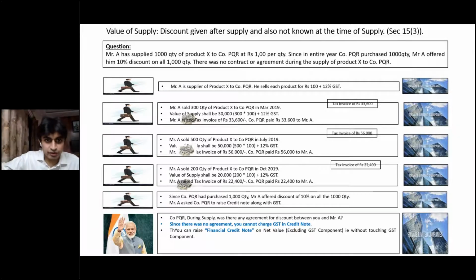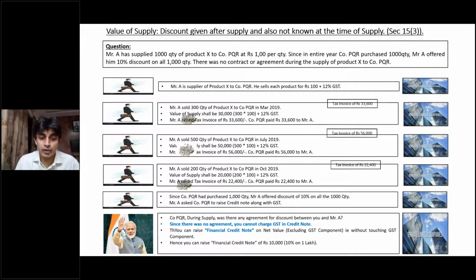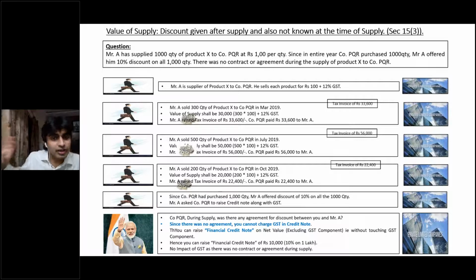Okay, you are doing it? Raise the credit note, but you can raise credit note only on the net component. Only on how much? Whatever our net component was, 30,000, 50,000, 20,000, 1 lakh, on that you can do 10%, that is 10,000. But you cannot give any impact of the GST component. So raise a financial credit note of 10,000. Since you are not giving any impact of GST, there is no question of reversal of ITC. There is no need to reverse ITC here, because this is a financial credit note. In your books of accounts the 10,000 discount will come, but there won't be any GST component.